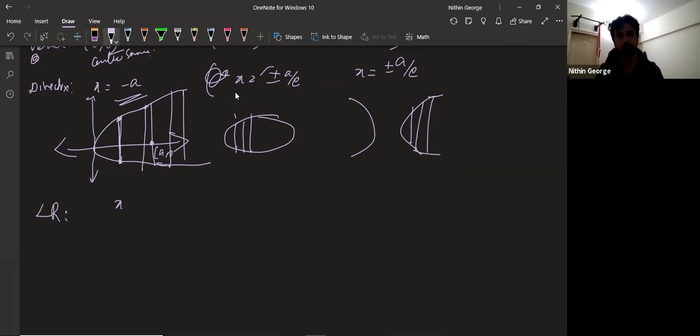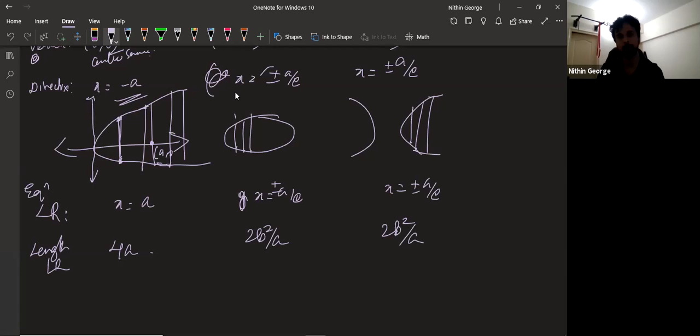So here the equation of the latus rectum will be x equal to a. Here it will be x equal to plus or minus a by e. Same for this, x equal to plus or minus a by e. Now, the length of latus rectum will be 4a for a parabola, 2b square by a for hyperbola and ellipse respectively. So I told you, right? Whatever you get, replace b square with minus b square. But remember, you're talking about the length here, so you have to put a modulus outside and the minus vanishes. This part should be clear to you.